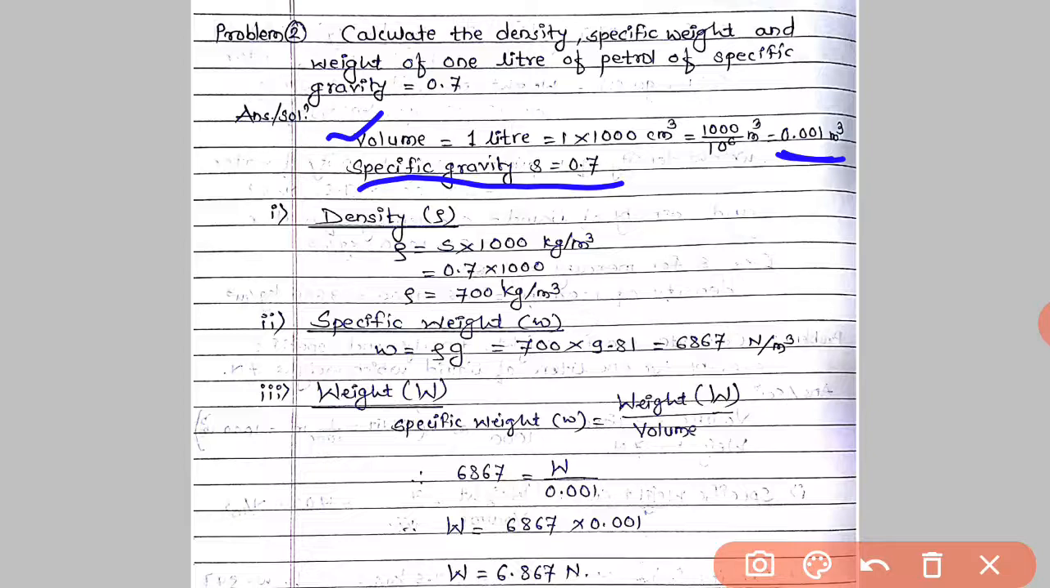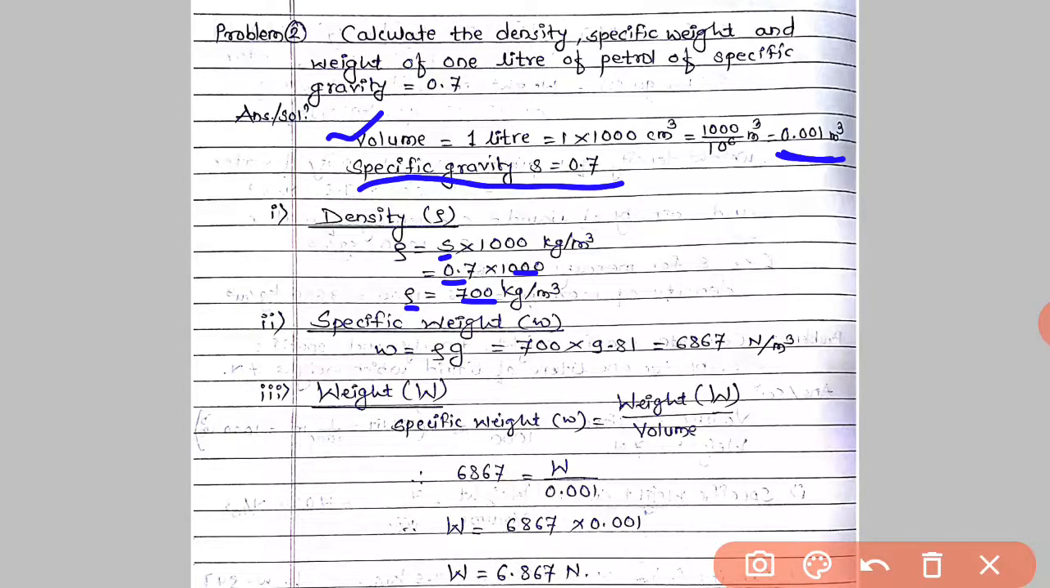Now we have to calculate density. So density of fluid or petrol is equal to S into density of water. Here S for petrol is 0.7 and density of water is 1000 kg per meter cube. So rho is equal to 700 kg per meter cube.